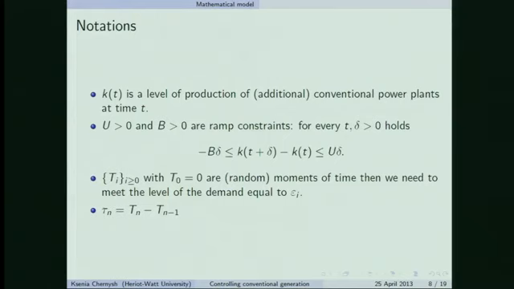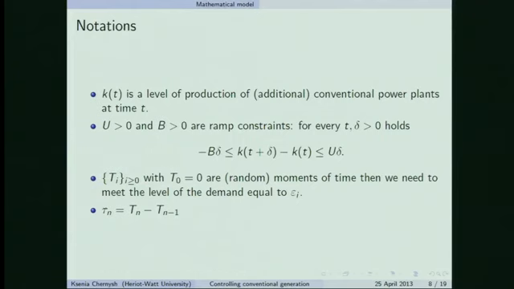Here are some notations. As I said before, our main goal is to define the function kt, which means the amount of power produced from additional conventional power plants. U and B are ramp constraints, and this is very essential because there are ramp constraints. Ti's are the time moments when our shortfalls happen, and at this moment of shortfall there is an error in wind prediction, which is a random variable epsilon i, and we know something about epsilon i. And tau are the inter-arrival times.